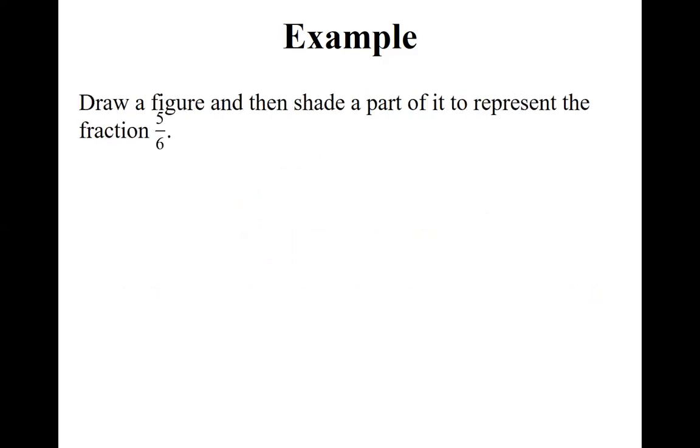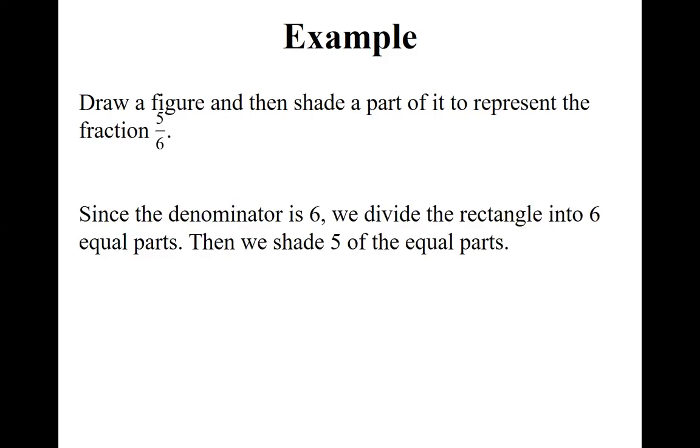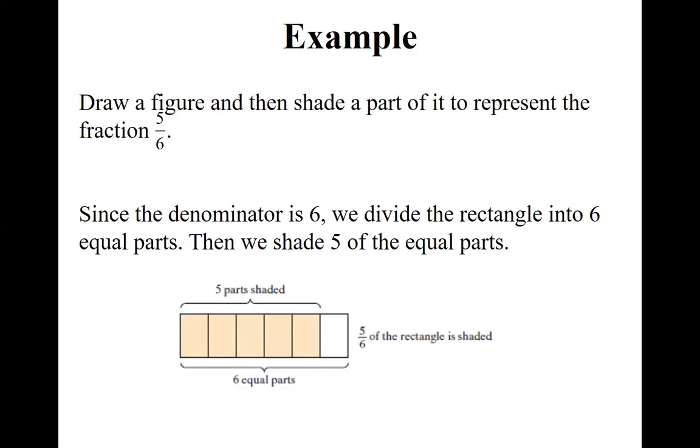Let's go the other direction. Let's draw a figure and then shade a part of it to represent the fraction 5/6. Since the denominator is 6, we're going to divide the rectangle into 6 equal parts. And we chose a rectangle because that's going to be the easiest to divide up equally. Then we shade 5 of the equal parts. So draw a rectangle, split it up so that there's 6 equal parts. That would be 5 dividing lines. Shade 5 of those parts, and then 5/6 of the rectangle is shaded. We've represented 5/6.